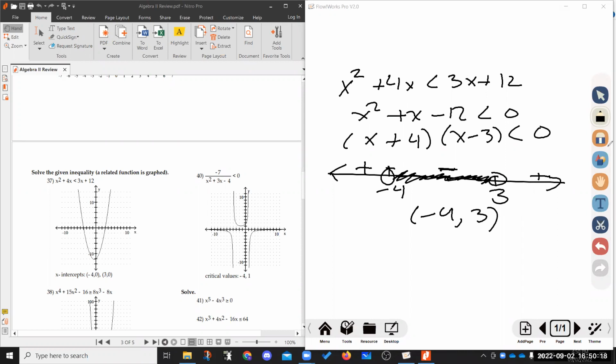So, but I wanted to show you the work. This is part of what we do in pre-calculus. We solve rational inequalities like this now, and polynomial inequalities like this. So this should be a prerequisite that you know how to do this by hand without the graph.